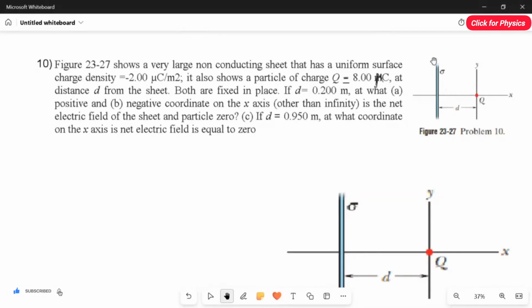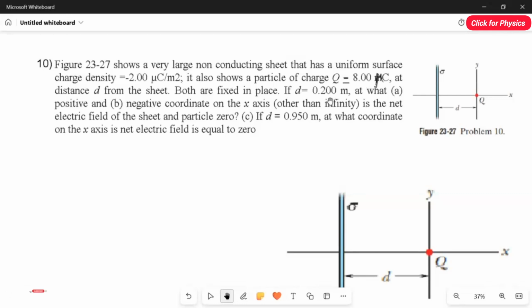What is given in the figure? You have a thin non-conducting sheet, so here they mentioned the sigma value. The surface charge density on this non-conducting sheet is -2 microcoulomb per meter square. And you also have a point charge, the red dot, with Q value 8 microcoulomb. The distance between the sheet and the charge is d, which is equal to 0.2 meter.